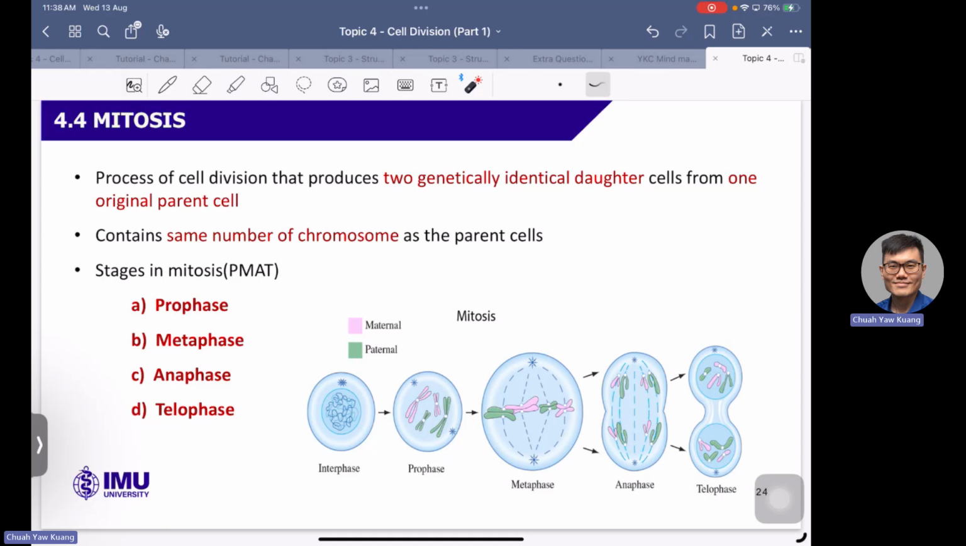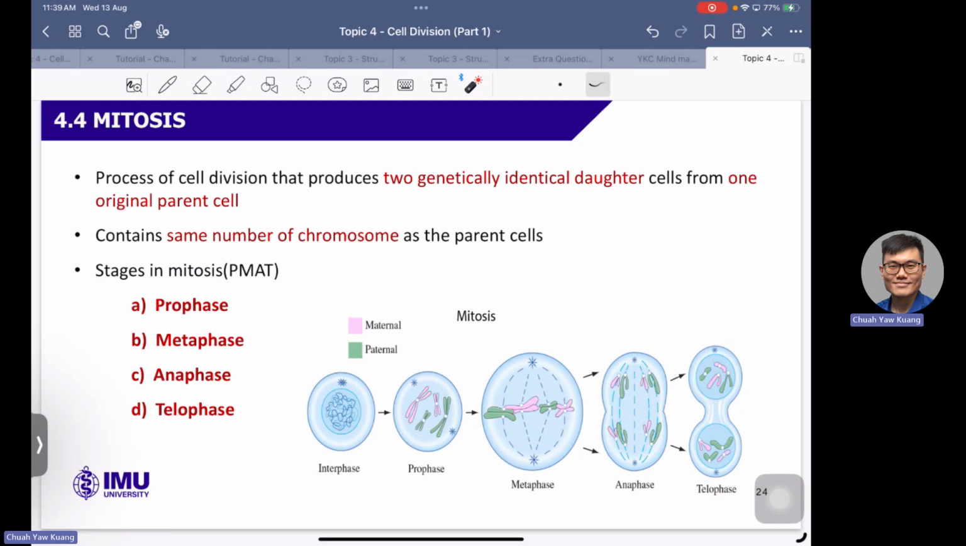Okay? And if let's say you want to observe the cell under this phase, normally you will take those actively dividing parts. For example, we will take the onion root. Onion root, right? That part is actually having a lot of mitosis occurring at the same time. If you observe under the microscope, you know what? Most of the cells are actually under interphase or prophase. You will see most of the cells.